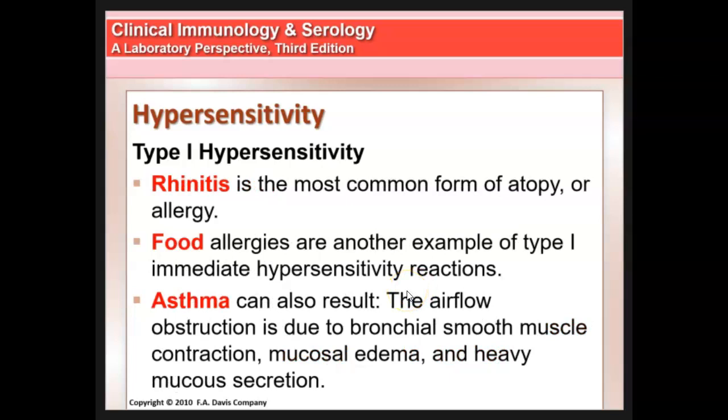Rhinitis is the most common form of atopy or allergy. Food allergies are another example of type 1 immediate hypersensitivity. And asthma can also result. The airflow obstruction is due to bronchial smooth muscle contraction, mucosal edema, and heavy mucus secretion.